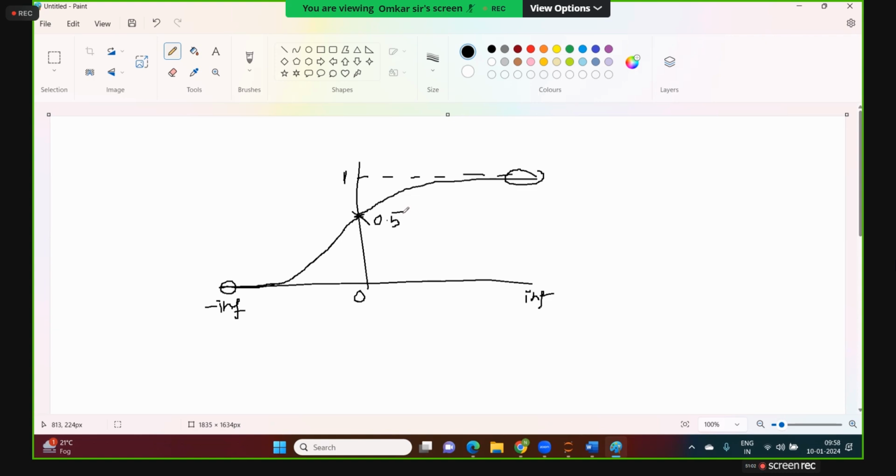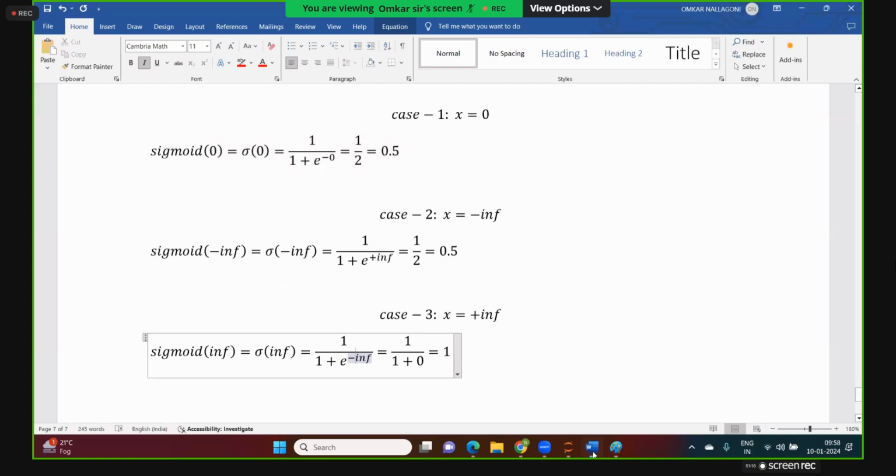When x is equal to minus infinity, the curve touches 0. When it is plus infinity, the curve touches 1. When it is 0, that is nothing but 0.5. So when x is equal to minus infinity, the curve touches what? Now it is 0. It is 0, which means you need to take it like this now.